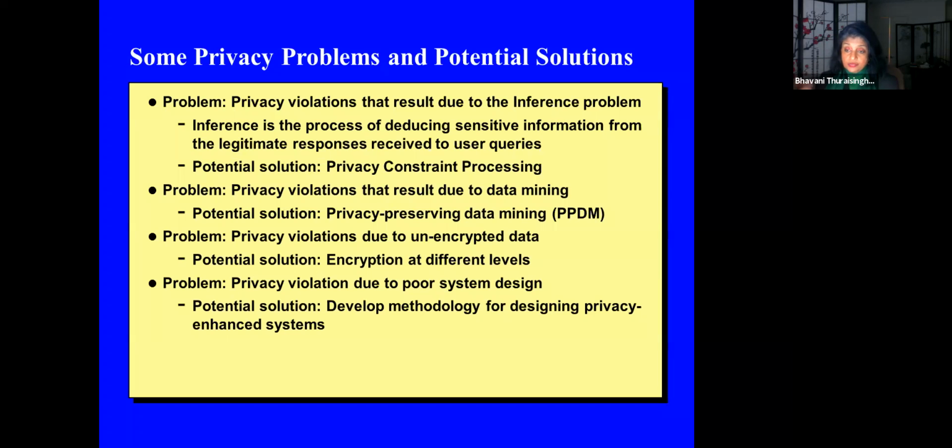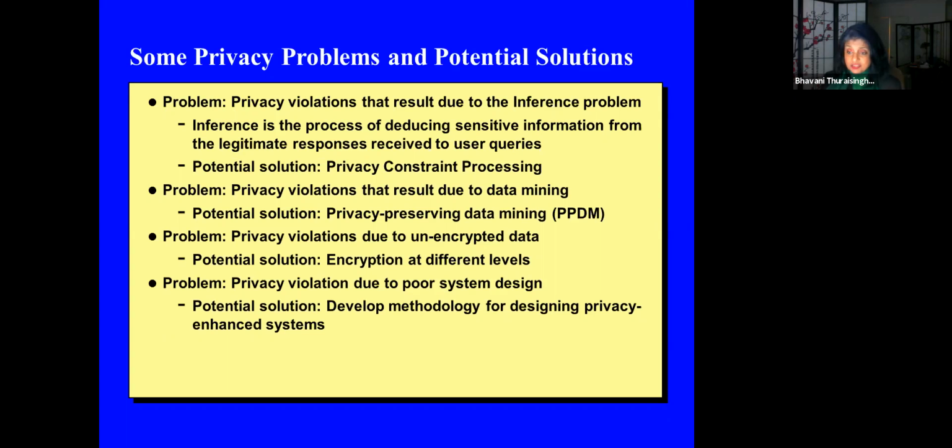That's number 2. 3, privacy violations due to unencrypted data. Of course, if you don't encrypt the data, you can get all the sensitive information. Potential encryption at different levels. Some areas, some parts, you may have very strong encryption. There's also attribute-based encryption. So many developments since I first presented this work. And so I first presented this work actually probably about 20 years ago.